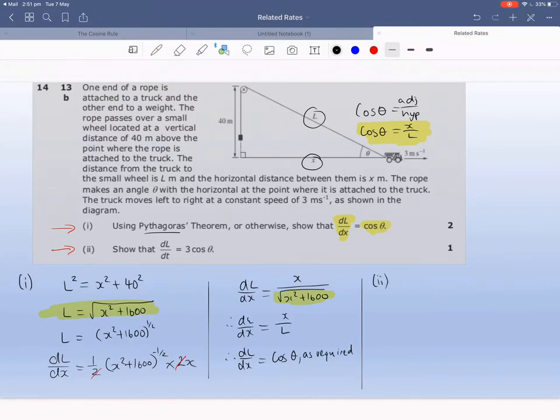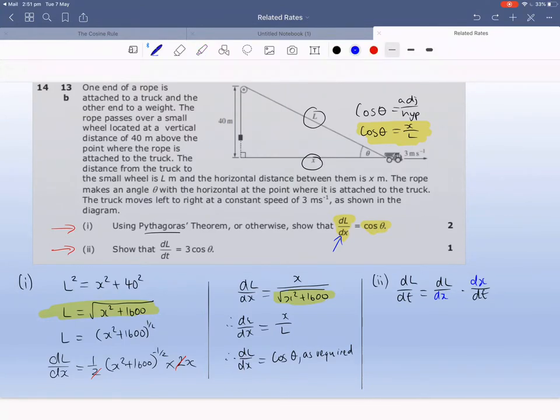All right, so I'm moving on to part 2, and it says show that dL/dt equals 3 cos theta. So I'm just going to write dL/dt. I need to form a chain rule, so I'm going to go dL over dt, and I need something else. This one gives me a clue, dx, so I'm just going to put dx, and that's dx. And that's really good because I can just substitute this for this, and that gives me close to what I need to. But I also need to find dx/dt.